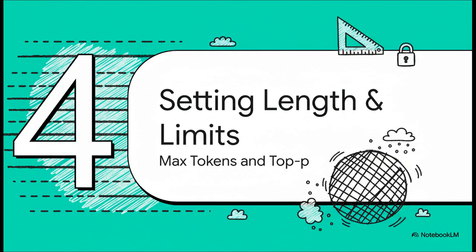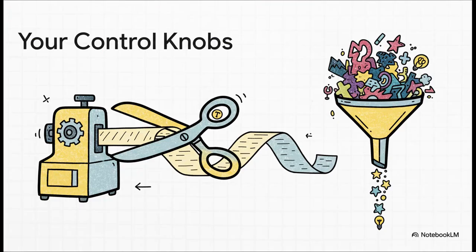First up, max tokens. In the AI world, a token is just a piece of a word, and max tokens just tells the AI the maximum number of pieces it's allowed to use. So max tokens is pretty straightforward. It's a hard stop. It puts a leash on the AI so it doesn't ramble on forever, which is also great for controlling costs.